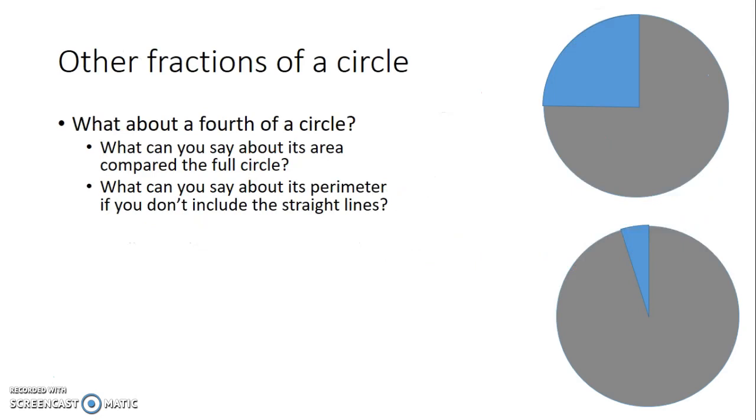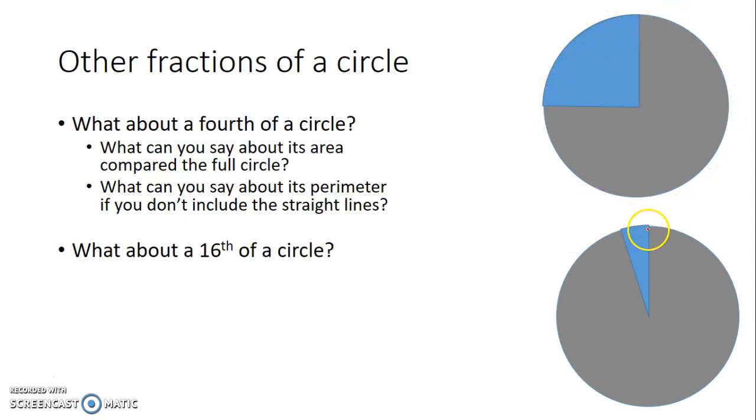What about other fractions of a circle? So we saw that a semicircle, which was half of a circle, had an area of half of a circle and a perimeter of half of a circle, as long as you didn't include this part. But what about this fourth of a circle? Probably it's easy to see that that area is just a fourth of the full circle's area too. And its perimeter, if you don't include these straight lines, would be just a fourth of the overall circumference.